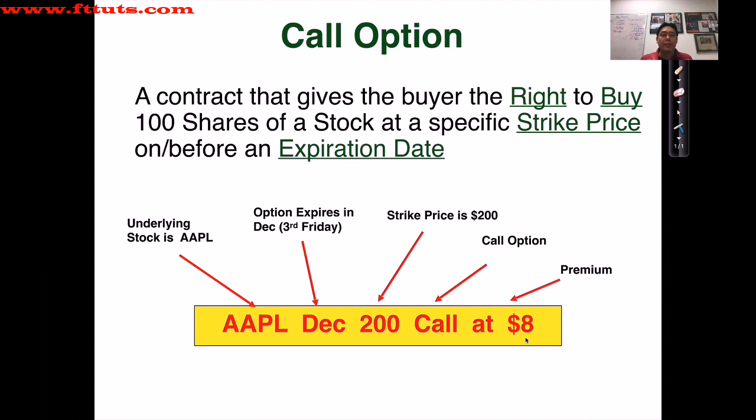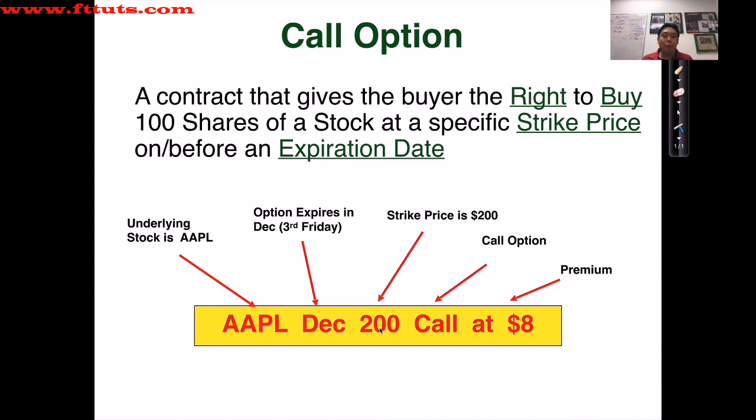So think about it. If you're buying this call option for $8, you want Apple shares to go up in price, right? So if Apple goes up to $250 or $300, are you happy? You're very happy. Why? Because if Apple goes to $300, you have the right to buy it at $200. So in other words, you can buy at $200 and sell it at $300 and make $100, right? And all you paid was $8 to lock in the price. That's a call option.